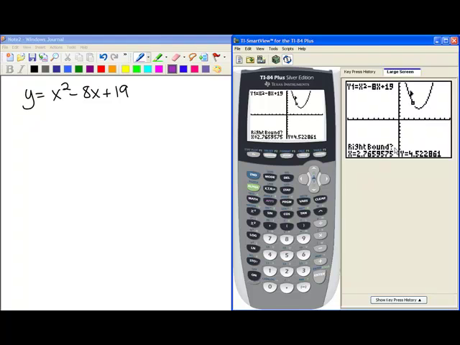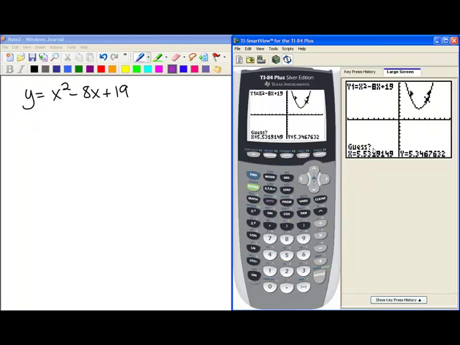Next, the calculator wants a right bound. So I need to move my cursor over to the right. I'm going on the right side of the minimum. So anywhere over here will work. Again, forget about the numbers at the bottom. Anywhere on the right side of the minimum is sufficient. So I'm going to press enter now.